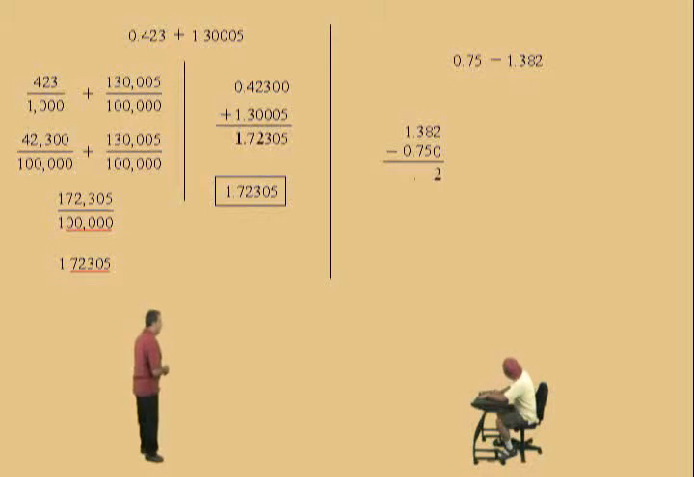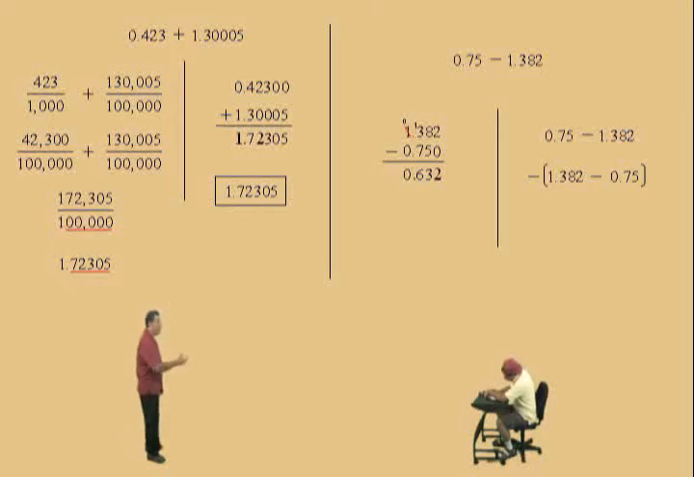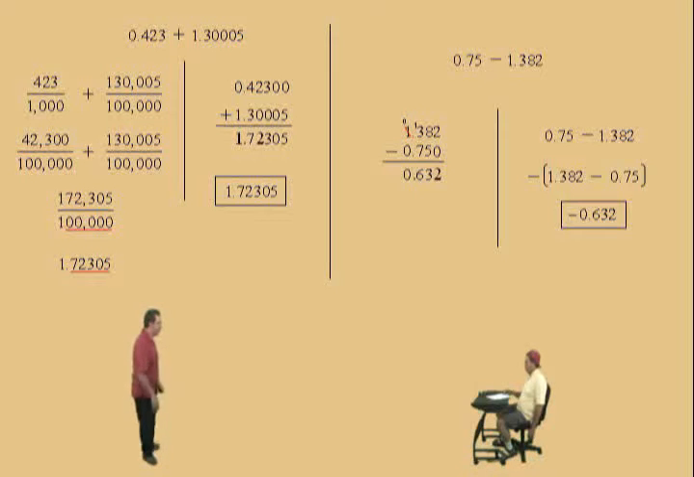2 subtract 0 is 2. 8 subtract 5 is 3. 3 subtract 7, we need to borrow, so that becomes 13 subtract 7, which is 6. And 0 subtract 0 is 0, so 0.632. Therefore, 0.75 subtract 1.382 is the opposite of 1.382 subtract 0.75, which we did in the vertical format, and so our answer is negative 0.632, negative 632 thousandths. There's our answer there.